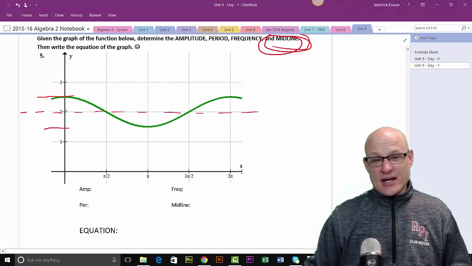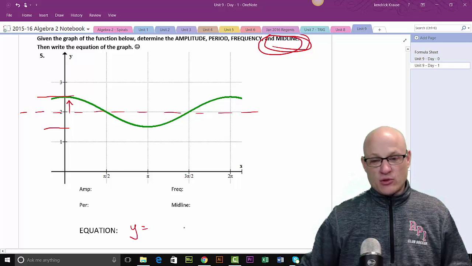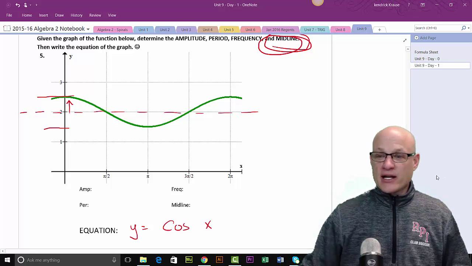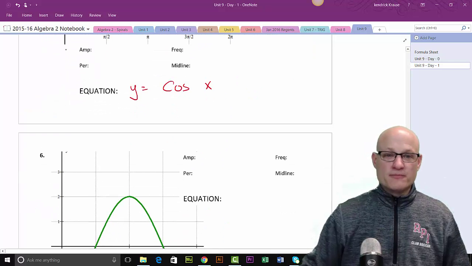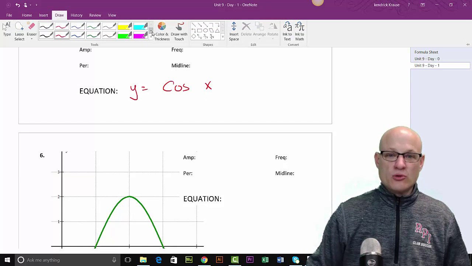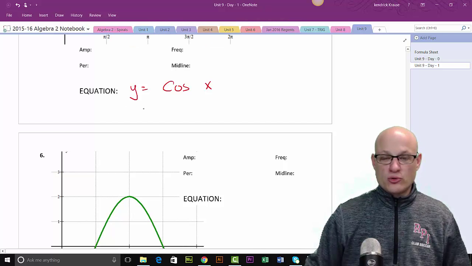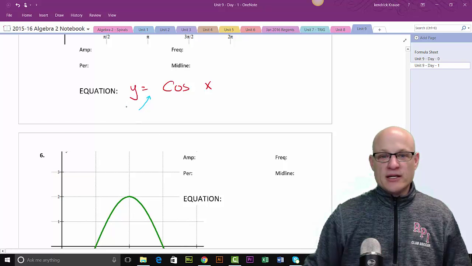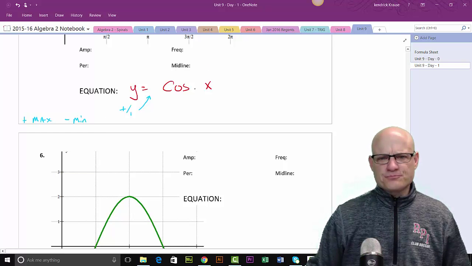Since that's the midline and I'm starting at a maximum, I know my equation is going to be y equals cosine x. I'll show you a couple things you've got to come up with. You've got to come up with a plus or minus. Is it a plus or is it a minus? It's positive if it starts at a max. It's negative if it starts at a min, and we'll see a couple of examples of that.